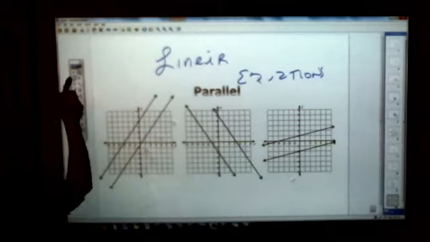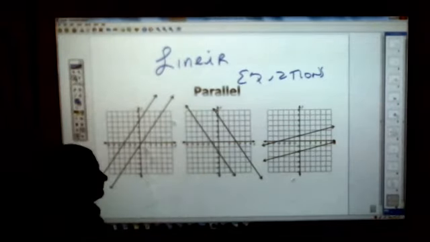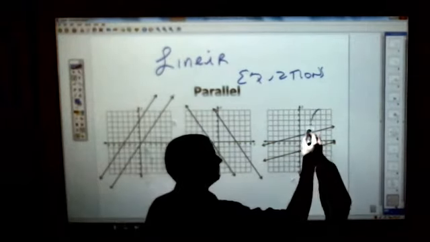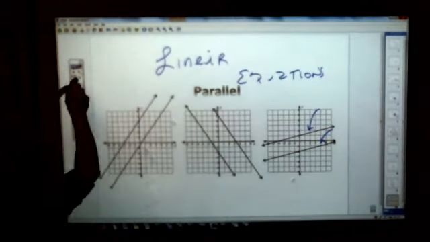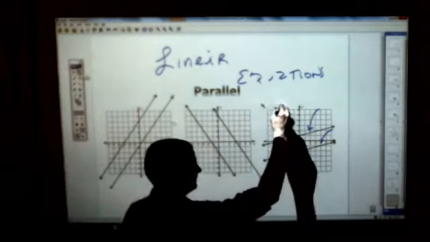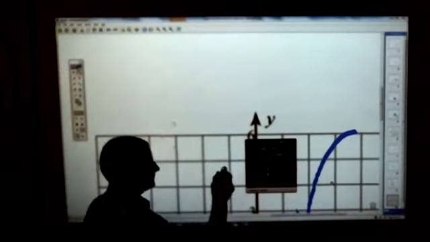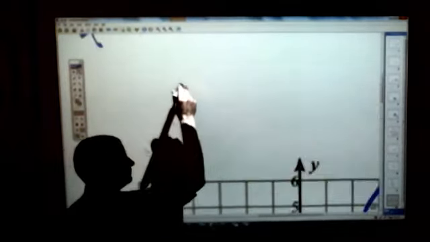Let's just take a look at these lines over here. If I asked you to tell me what the slope of these two lines were, if in fact you found the slope of those two lines, this won't take very long because I think it's pretty obvious.